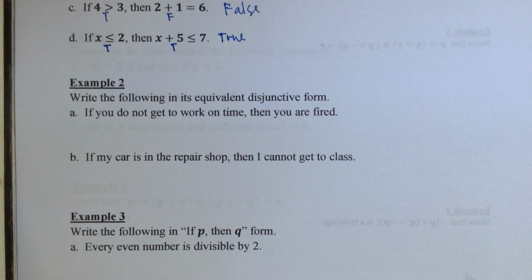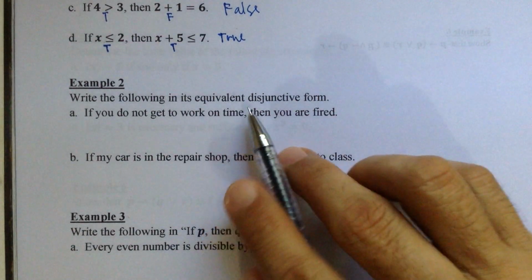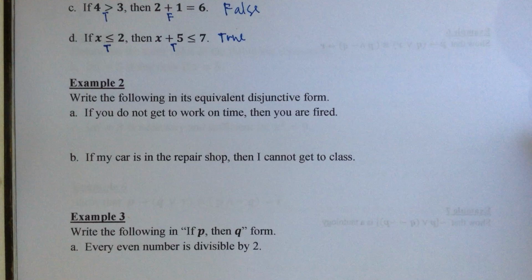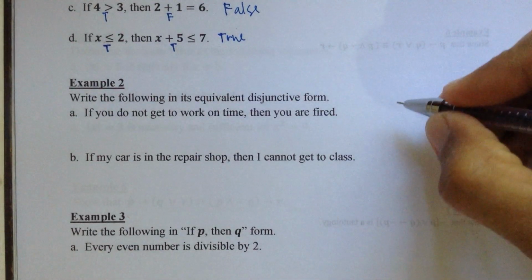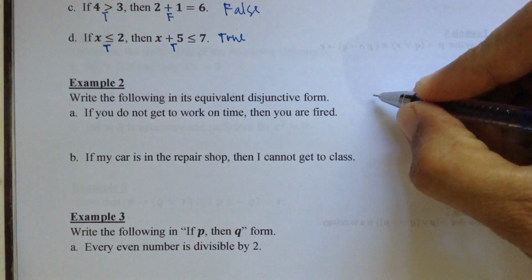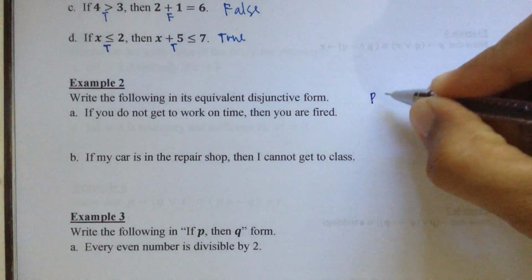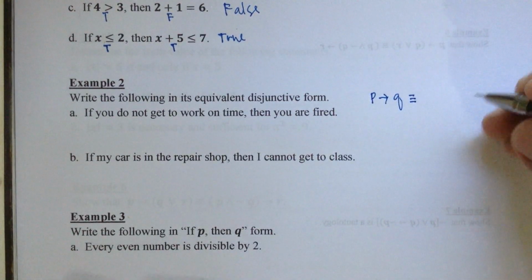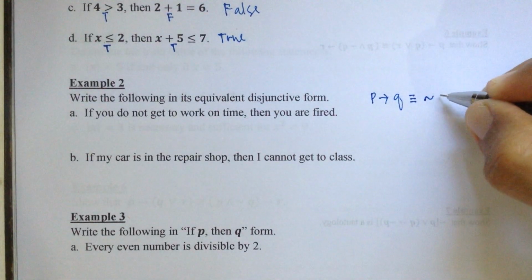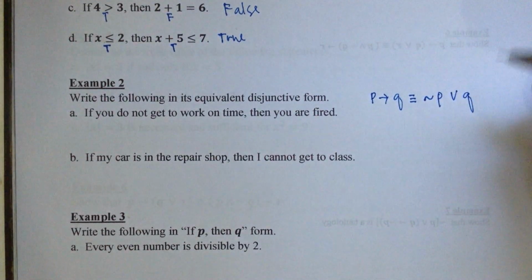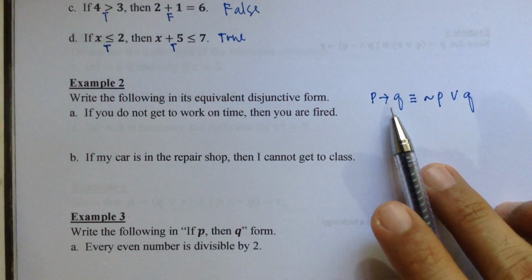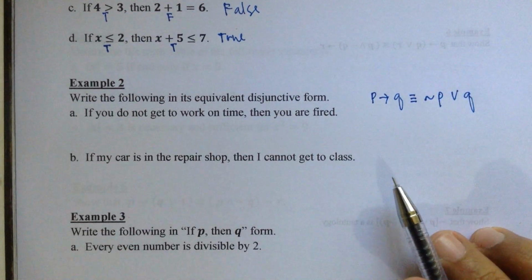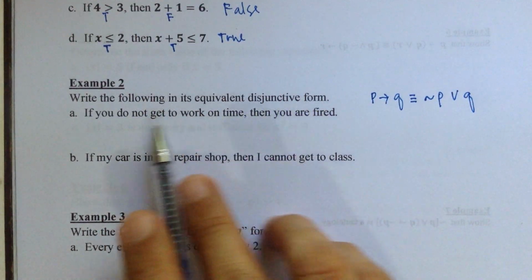Second example, write the following in its equivalent disjunctive form. Okay, what do you mean by disjunctive form? From the handout I uploaded, the disjunctive form of P implies Q. We've proven this using truth table. This is equivalent to negation of P or Q. So this is what we call the disjunctive form of conditional statement. Disjunctive because we have a disjunction here, right?